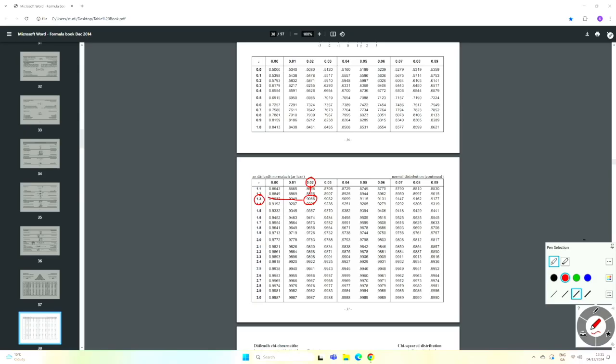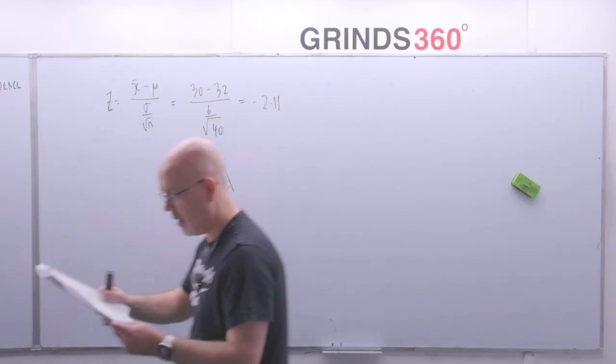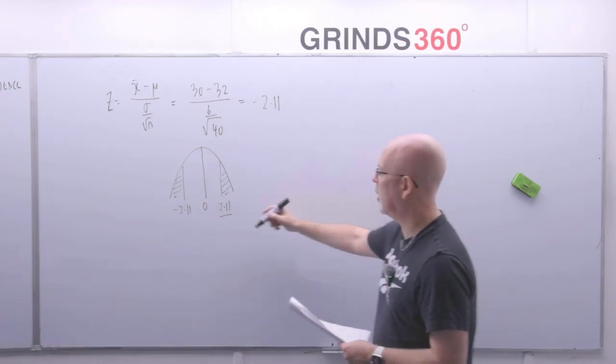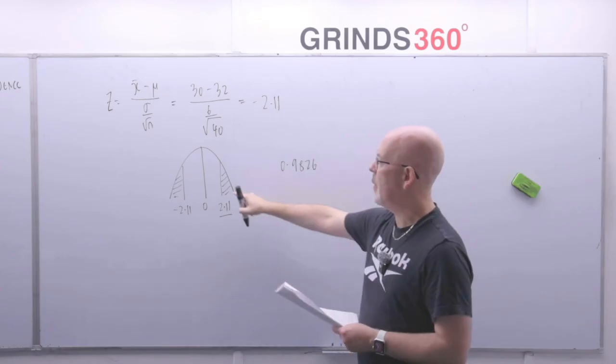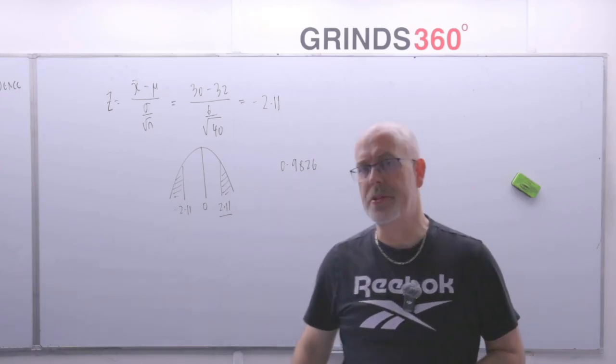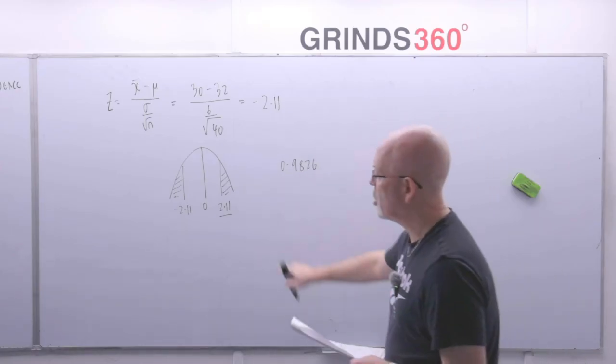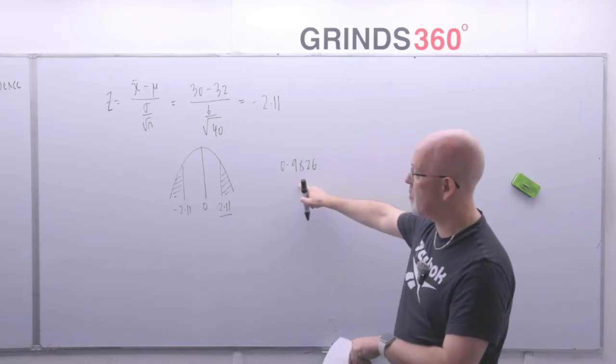And where's 2.11? Well, there's 2.1 there. And there's the 1 there. So 2.11 is this guy. So it's 0.9826 in my formula booklet. Okay? So if I look that number up, I get 0.9826. Now, is that shaded area 0.9826? Nope, it's too small. That shaded area is less than half. That number is very conspicuously bigger than half.